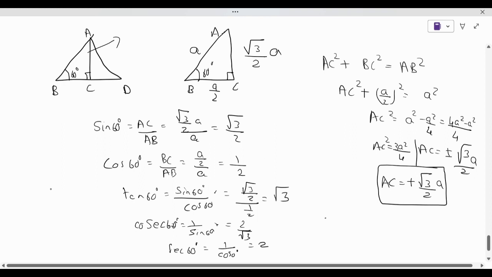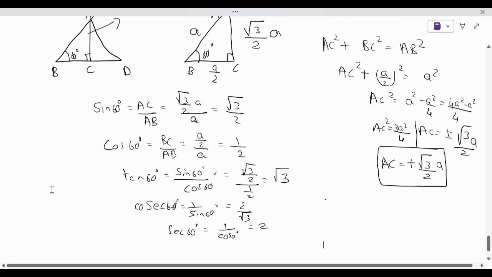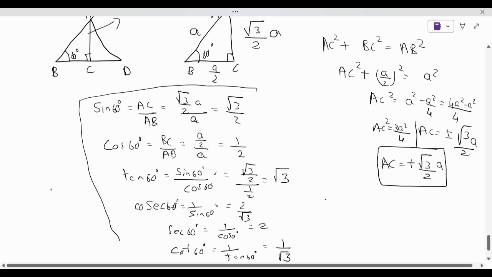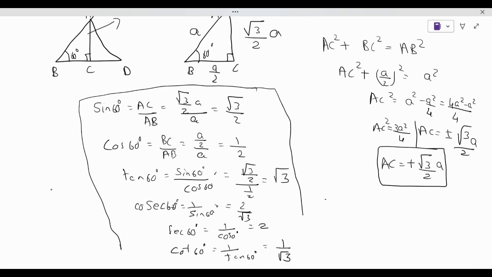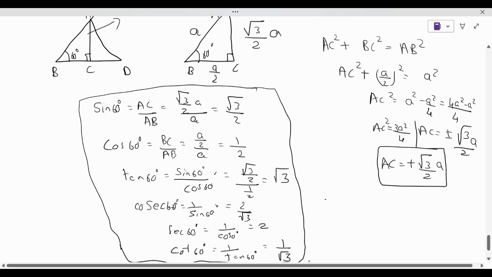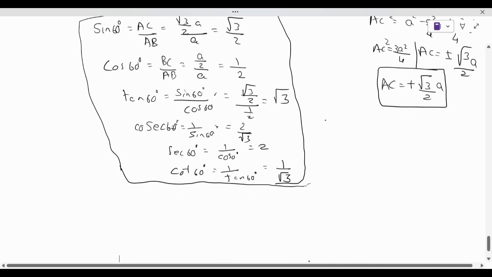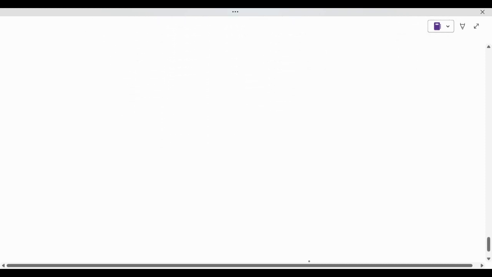Now, finally, it is cot. Cot 60 is equal to 1 by tan 60, equal to 1 by root 3. So, you can take a snapshot of this derivation and you can use it. So, finally, next we'll be deriving it for 45 degrees.